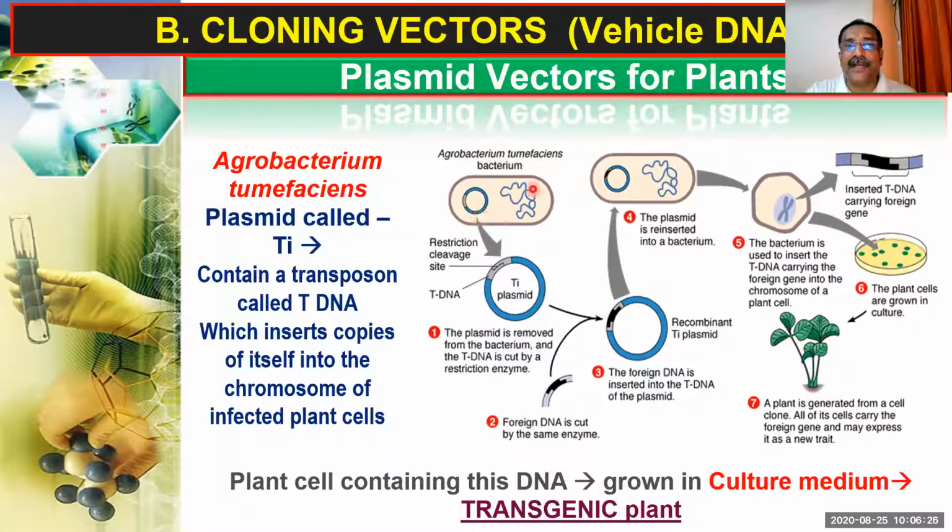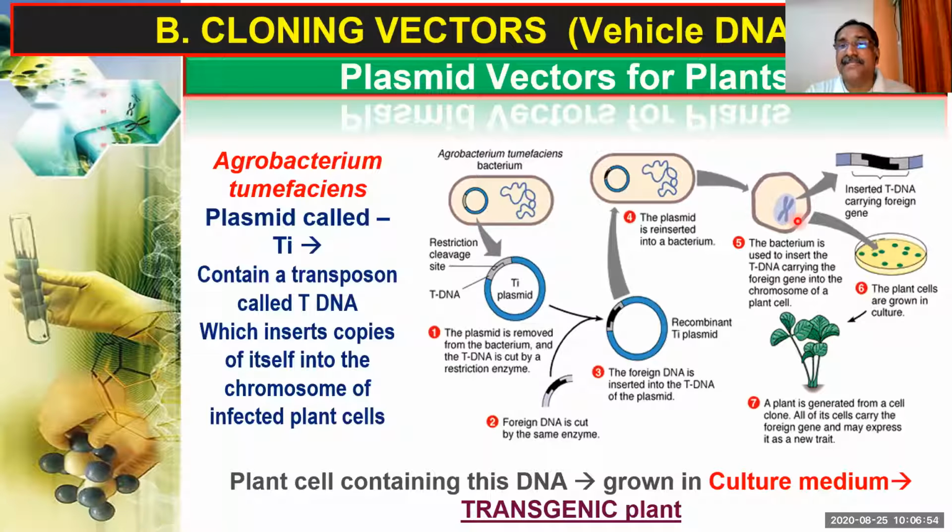Now this is the Agrobacterium tumefaciens bacterium. From this bacterium, the plasmid is taken. This is called a TI plasmid. There is a transposon called tDNA, and that is removed and inserted into a plasmid. A recombinant TI plasmid is formed. And that is inserted into a bacterium, where it gets multiplied. And then that is inserted into the plant.